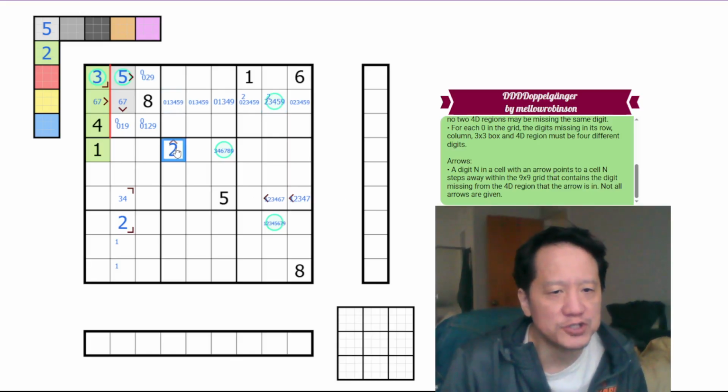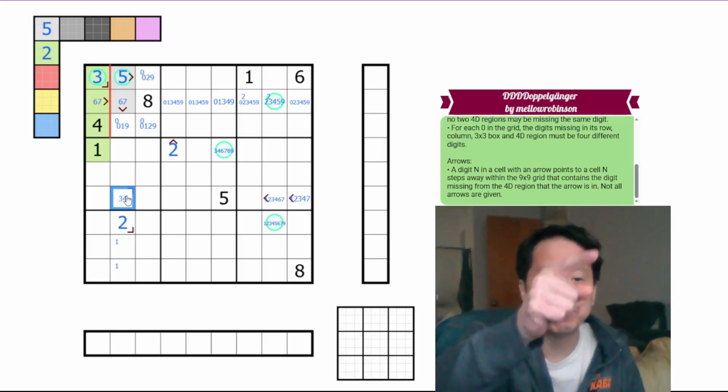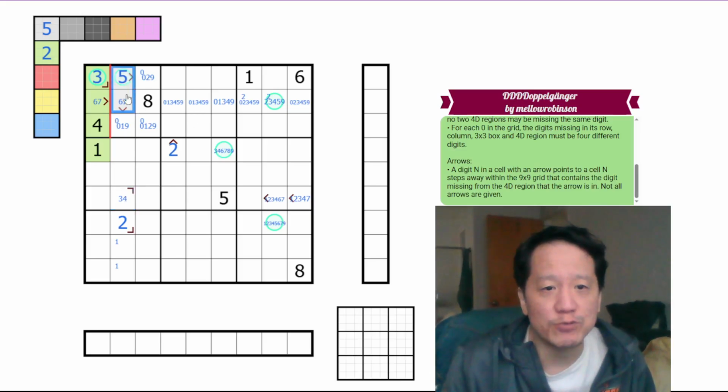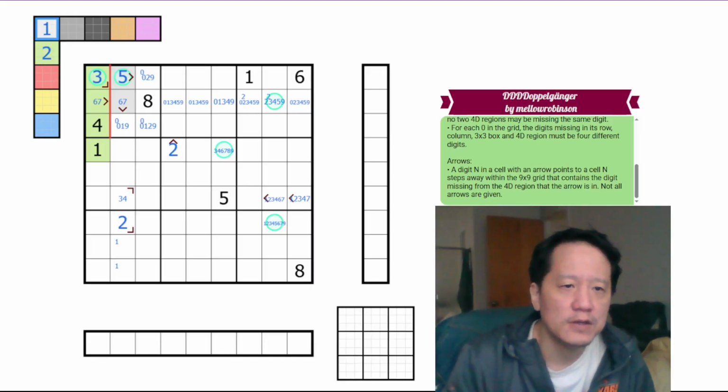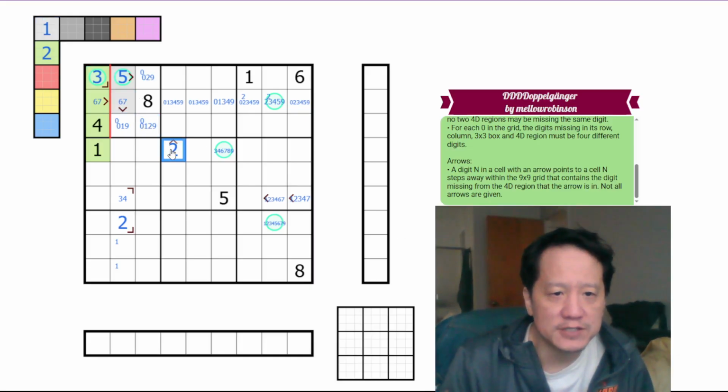So this digit is the digit missing from that region. 3 or 4 away, so one of these two digits is the digit that's missing from that region. Oh, interesting. So the light region is missing... Oh, this is not missing a 5. It's missing 1. Right. So 3 away, that's a digit that's missing in the light region. So green is missing 2.